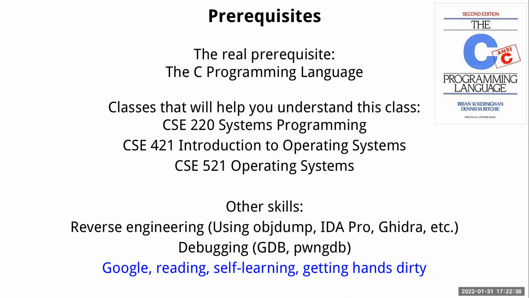All the other classes I listed here, like I said, are not really required. The skills you will learn in this class include reverse engineering and debugging. Some of you may have used tools like objdump, IDA Pro, Ghidra, which was published by the NSA several years ago, or debug tools like GDB. Those are the tools we will use a lot in this class. I guess most of you have probably never heard of IDA Pro or Ghidra. We probably will not use them.